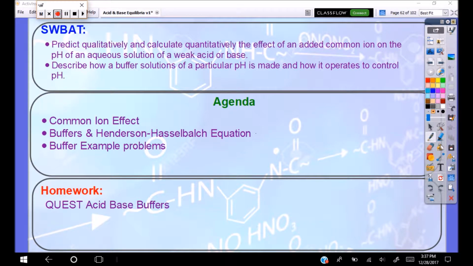All right, class, today we're going to qualitatively and quantitatively predict the effect of an added common ion on the pH of an aqueous solution of a weak acid or a weak base. In simpler terms, we're dealing with buffers today. So we're going to describe buffer solutions, how they're made, how they work, and we'll be able to do some calculations with them. And this lines up with the acid and base quest on buffers.